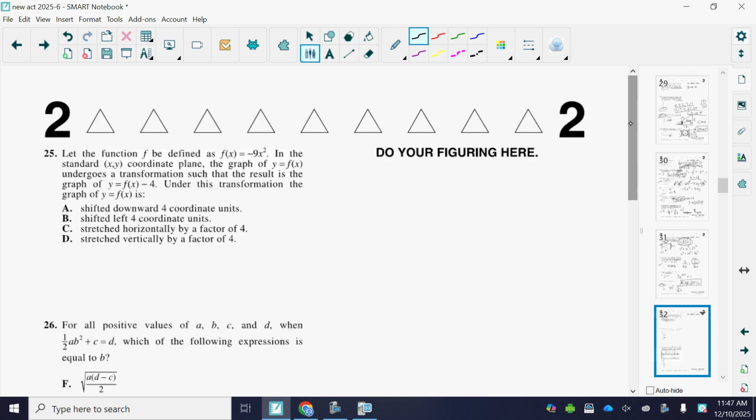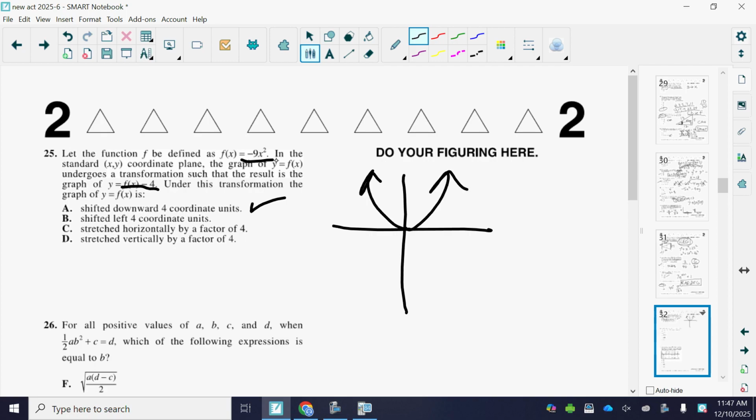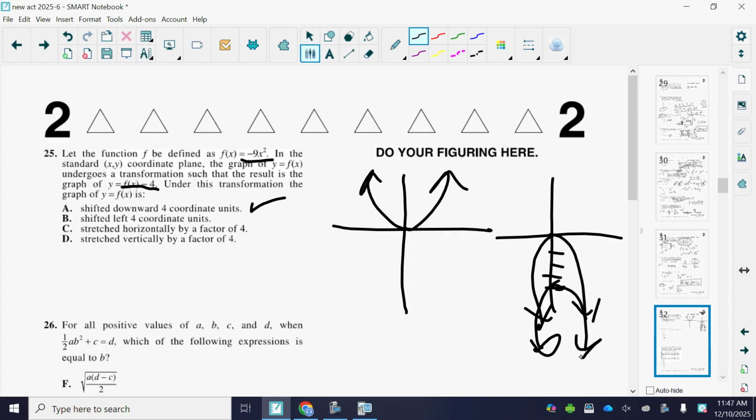Graph shift. Everybody should know this, huh? In the static coordinate plane, the transformation is the f of x is lowered 4. The minus 4 is outside the function. So what would x squared look like? What would negative 9x squared look like? Upside down and skinnier, and lowered 4 units. So it would go down like this and be graphed. So the answer is shifted downward 4.